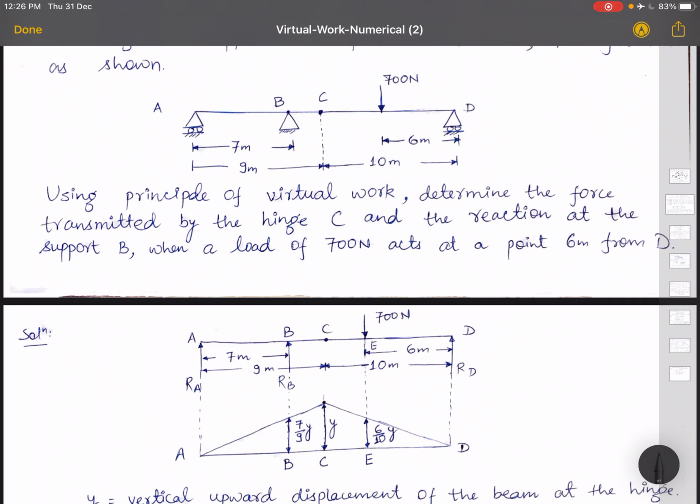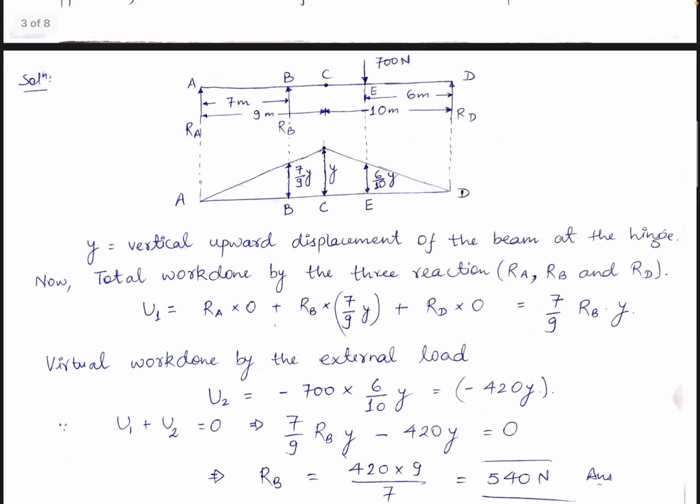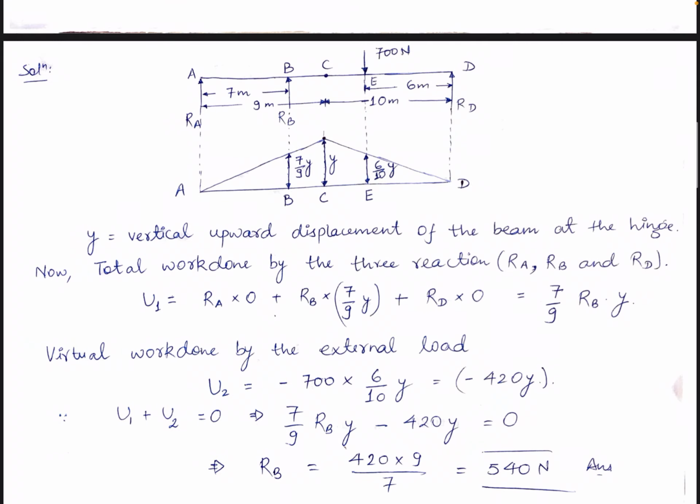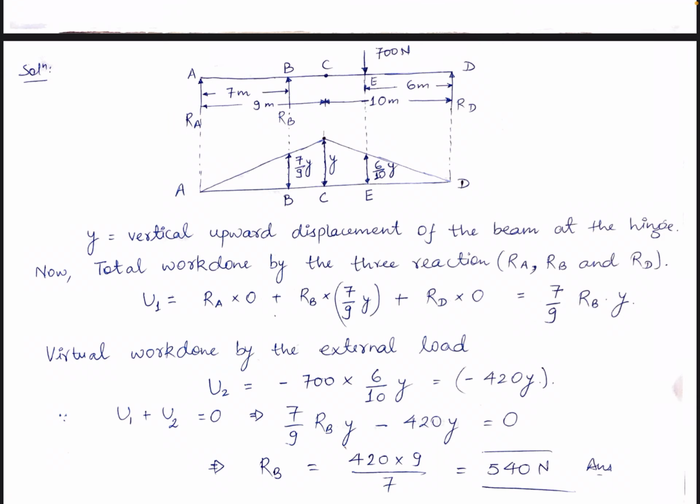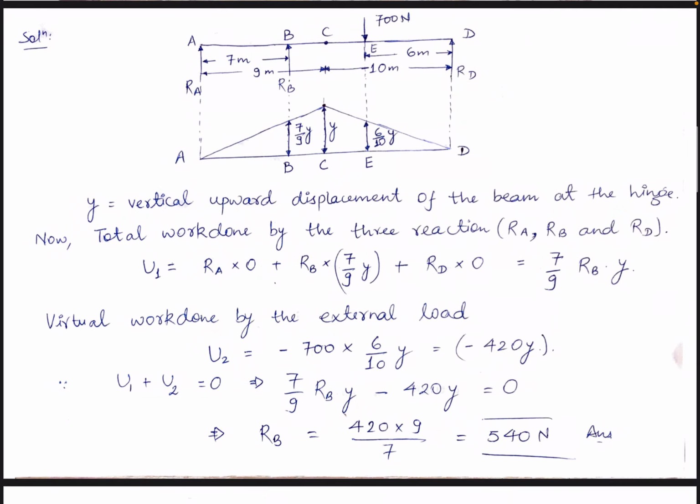So what we have done, this was the beam, we have pulled it. So what is going to happen? It will be something like this. So same figure you are getting here. So this is the displacement diagram. So for here the ordinates by similar triangle you can easily calculate. What is y? Y is the vertical displacement of the beam at the hinge.